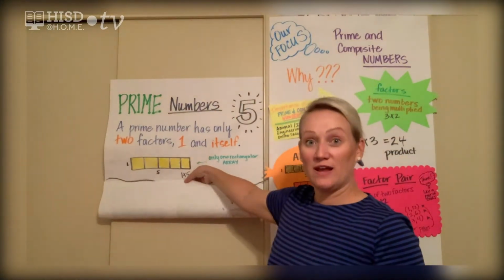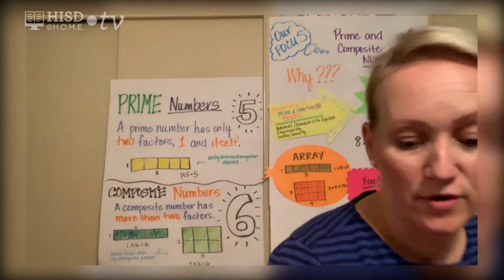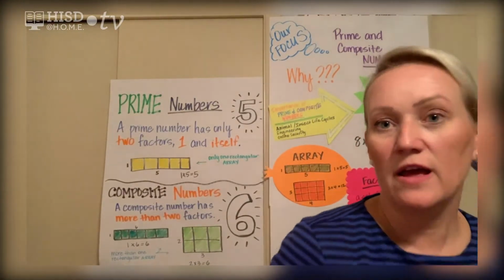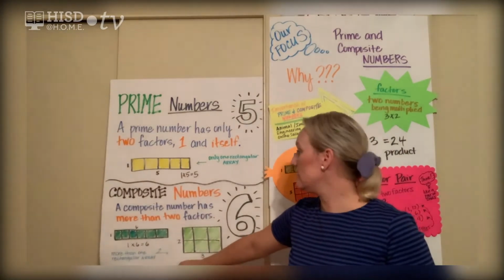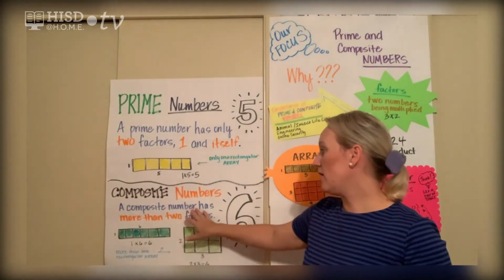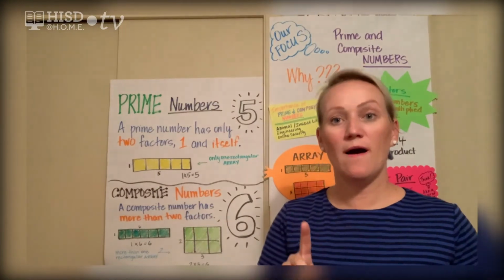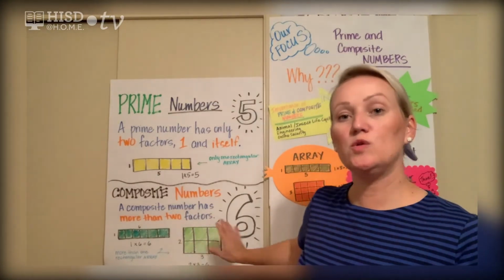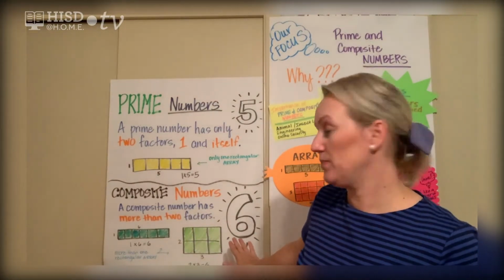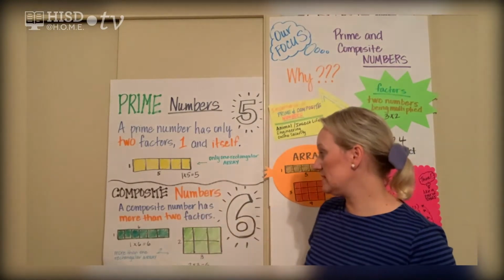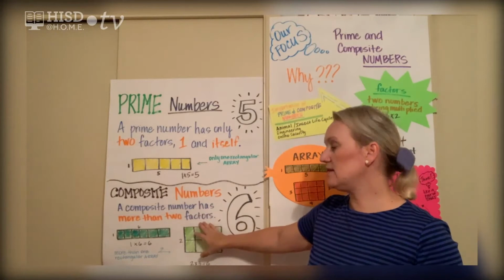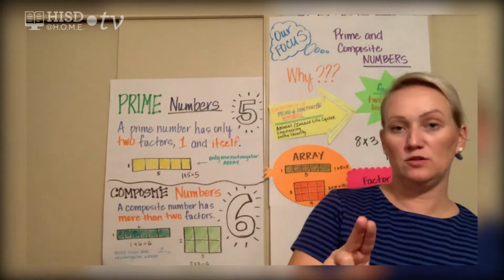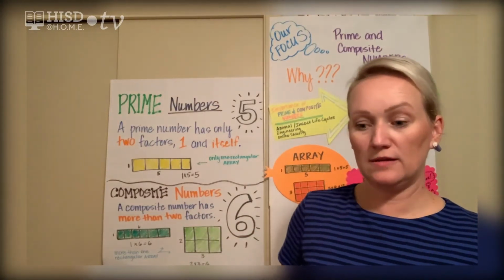On the other hand, the other item we have are composite numbers, okay? Composite numbers have more than 2 factors. So we're going to use 6 as an example this time. I want you to take a look at this and write down this definition. A composite number has more than 2 factors. Okay, so write that down real quick.